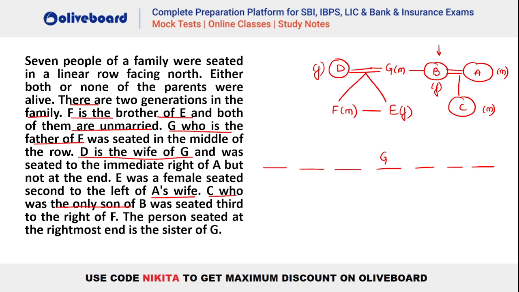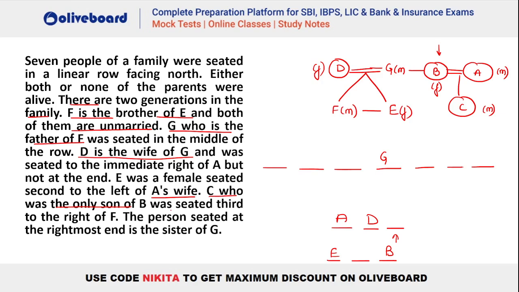Now D is the wife of G and was seated immediate right of A. Okay, so D has to be immediate right of A, but not at the end. That means at least one person should be there after D. Okay. Also after that, what is given? E was a female member seated second to the left of A's wife. Who is A's wife? You can see B, right? So that means you can see E has to be second to the left of B. That is also given, that E has to be second to the left of B.